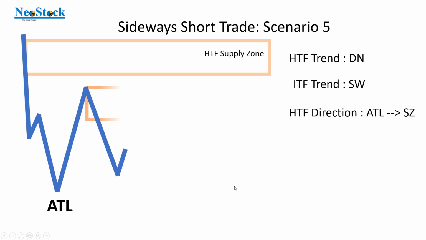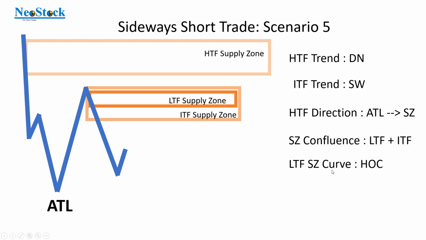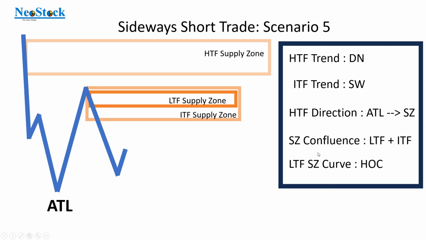So in this scenario, let us assume we have an ITF supply zone here, and the LTF supply zone should overlap with the ITF supply zone. Both are overlapped. And it should always be high on the curve. Your LTF supply zone should always be high on the curve. If all these conditions are satisfied, then you can plan a trade when prices enter this LTF supply zone until the immediate LTF demand zone as a target.